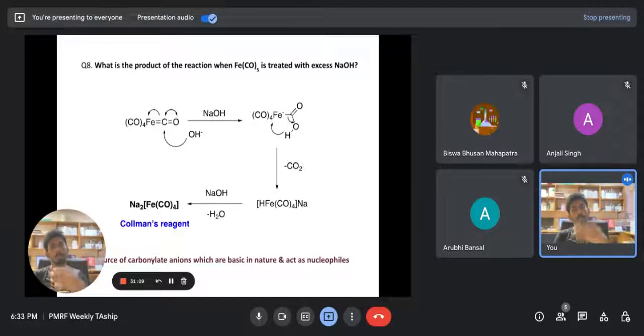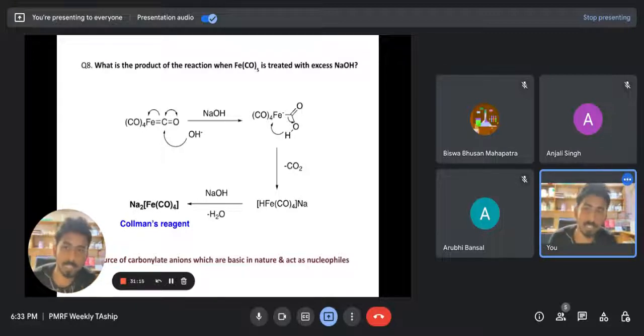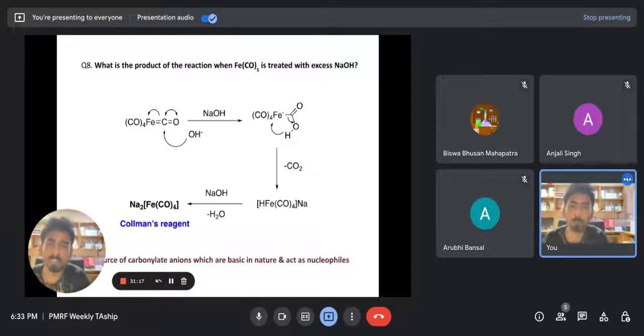So now I will be explaining some of the basic reaction examples, how these organometallic reactions take place. Now the question is, what is the product of the reaction when Fe(CO)5, that is pentacarbonyl iron, is used. Iron is 0, so it is d8, 4s2 3d6, and 5 carbonyl, 5 into 2, that is 10 electrons. So 10 plus 8 is 18, so it is an 18 electron complex.